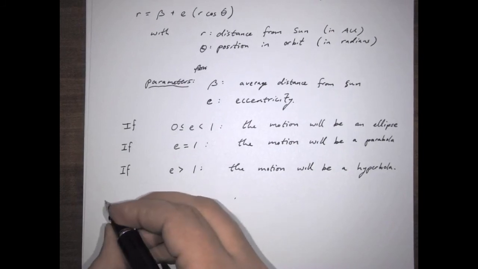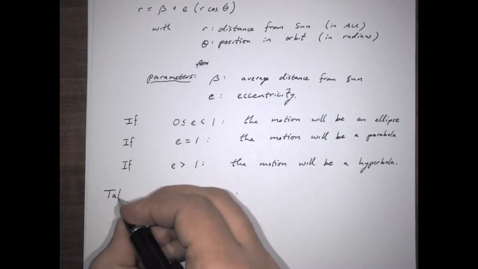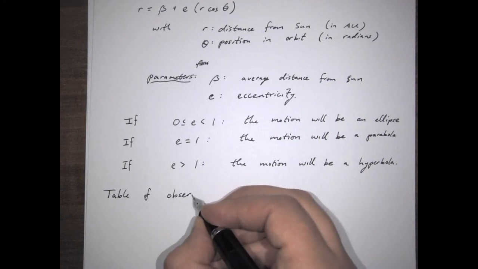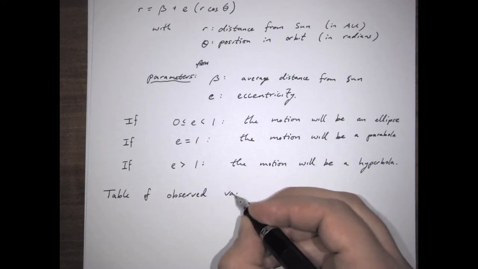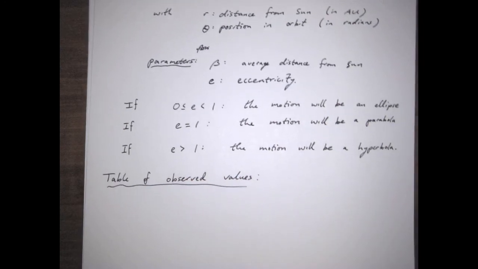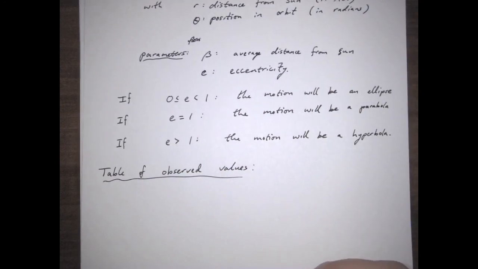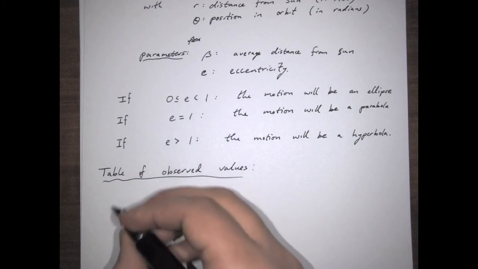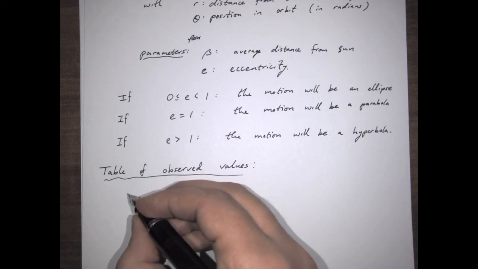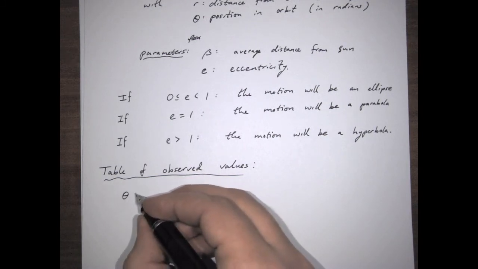So here we have a table of observed values. Okay, so you're some astronomer. You have discovered a comet, and you want to know what its orbit is. You want to see if it's going to hit the Earth, for example. So you make a little table of some of its values.